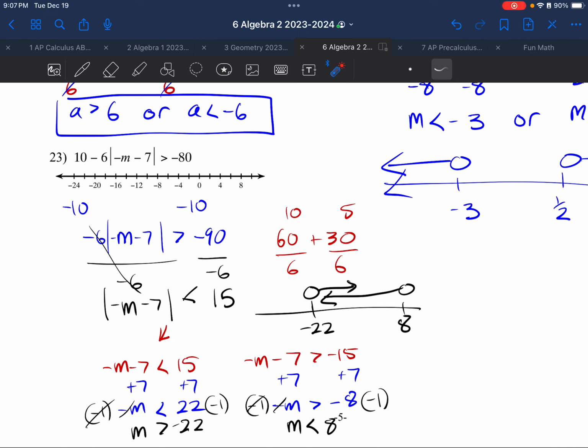Otherwise, the answer will be all solutions because this goes on forever. This goes on forever. If I said the word or, then it's everything. I only want this in-between area. So the correct word here that you're looking for is the word and whenever you're trying to get in-between values. And here's the final answer: between negative 22, open point here at negative 22, and 8. And we want all values in between those two numbers. We don't want anything over here or over here.